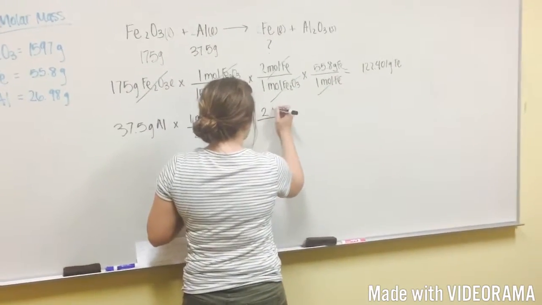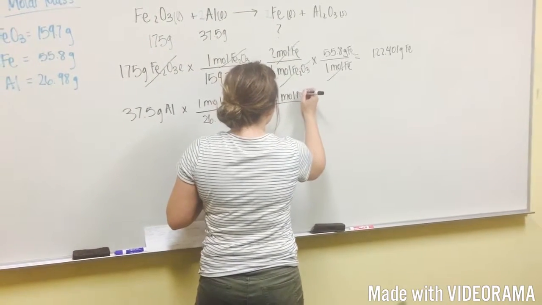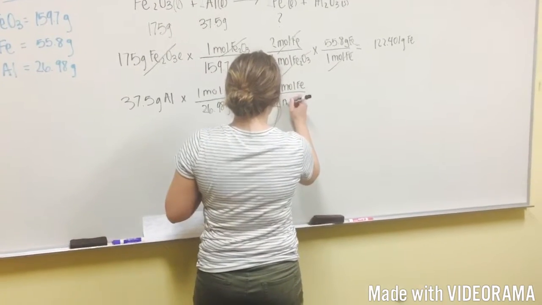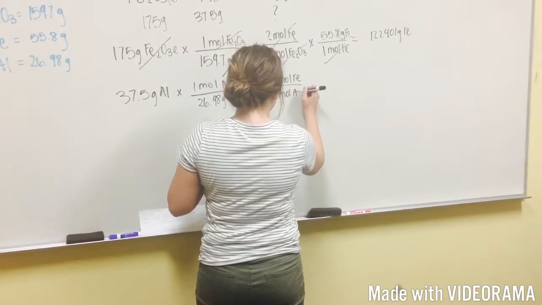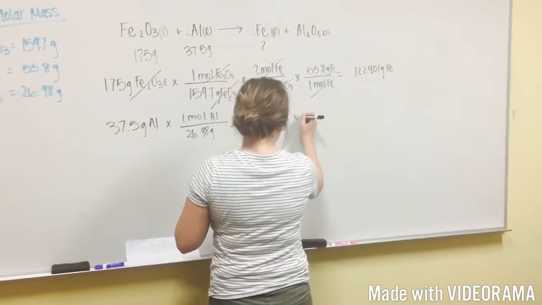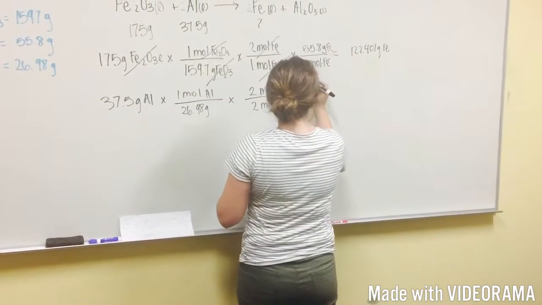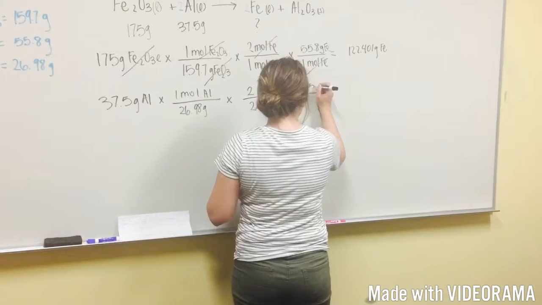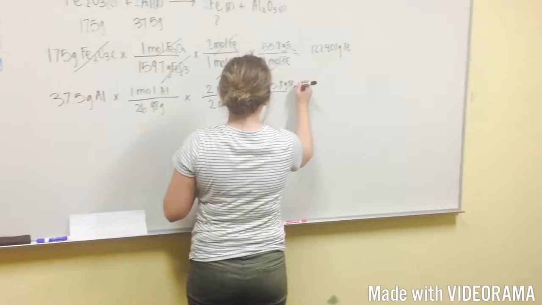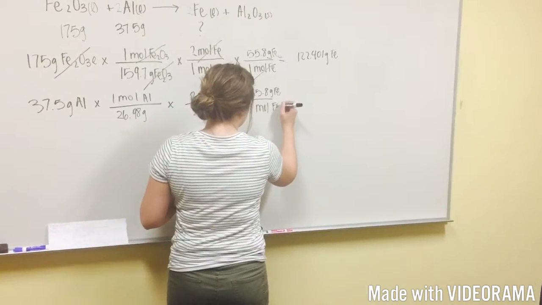So we have 2 moles of Fe over 2 moles of aluminum. And then we'll multiply this by the mass of iron over the moles, 1 mole of iron.